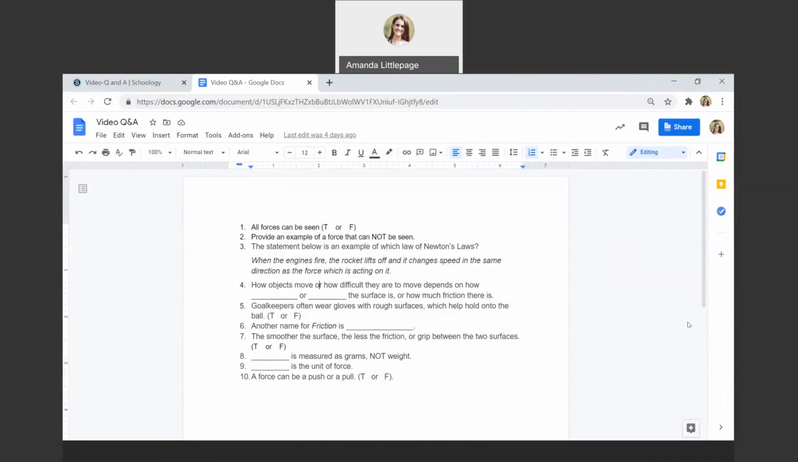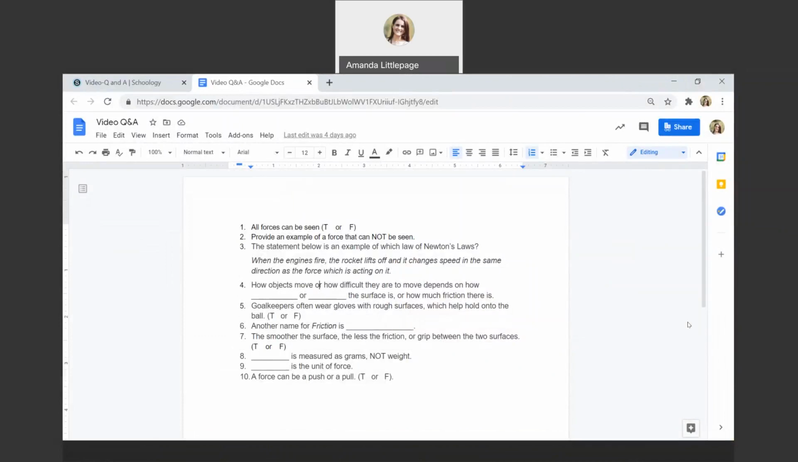Number 3, when the engine fires, the rocket lifts off and it changes speed in the same direction as the force which is acting on it. This is known as Newton's second law of motion. Number 4, how an object moves or how difficult they move depends on how smooth or sticky a surface is.